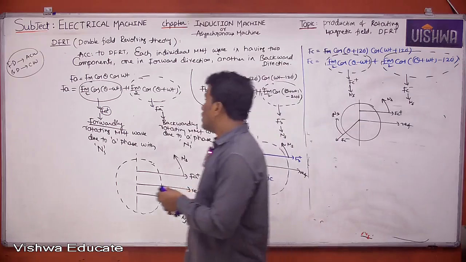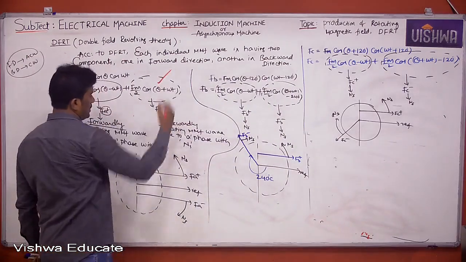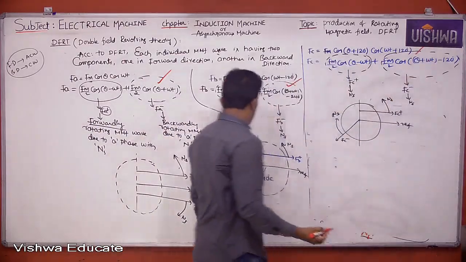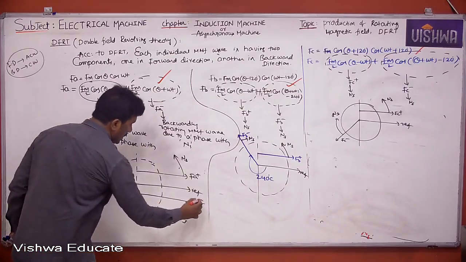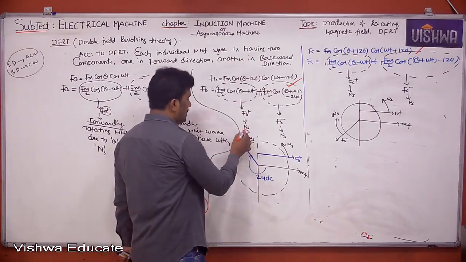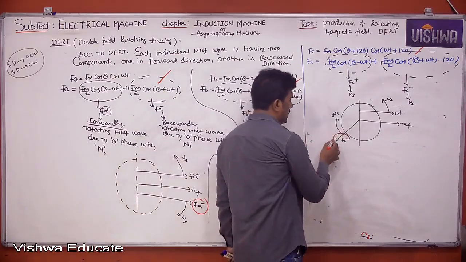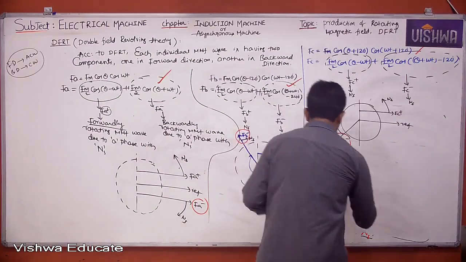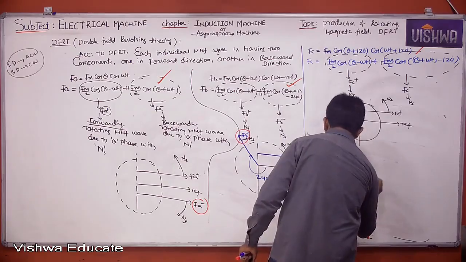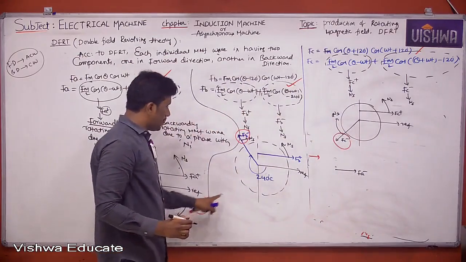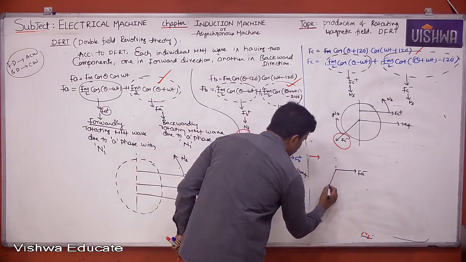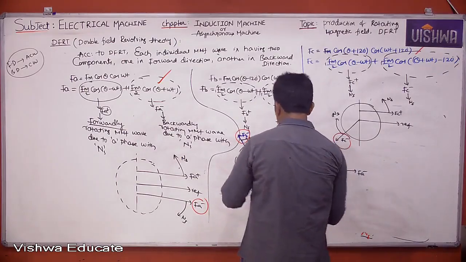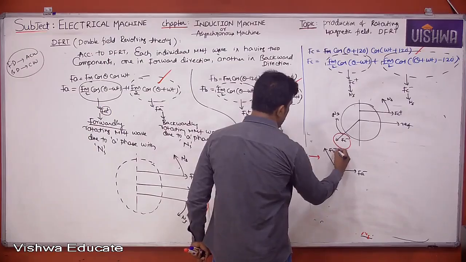So let's observe clearly now. Your backward components FA minus, FB minus, FC minus. Please show diagrammatically also. FA minus is here, FB minus is here, FC minus is here. That means your backward components will be like this. FA minus this portion. After 120, FC minus will come here. FB minus will come.